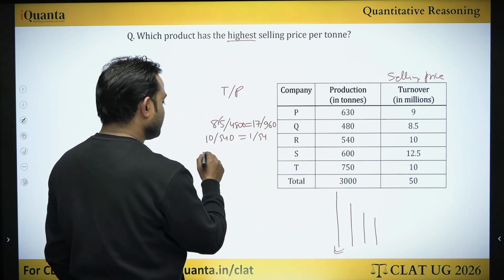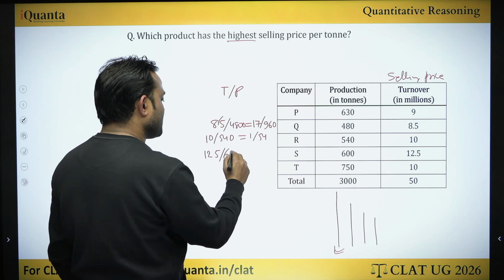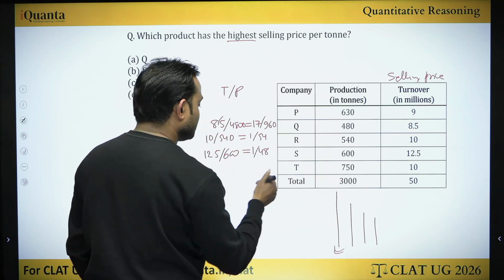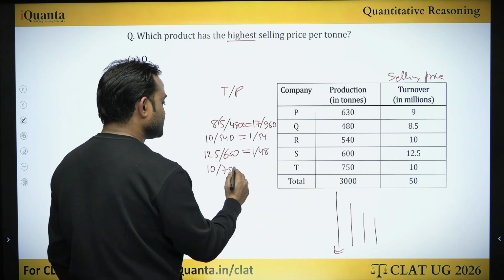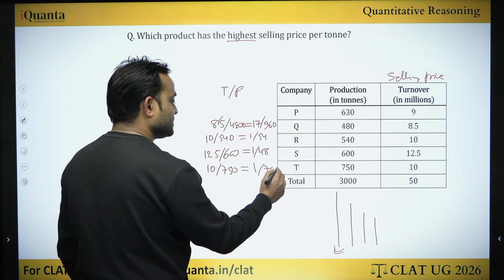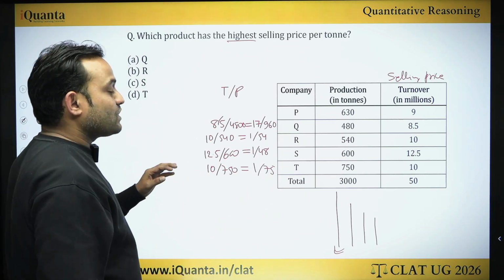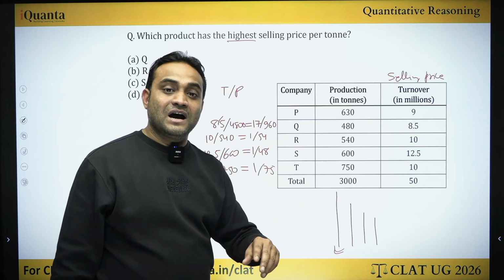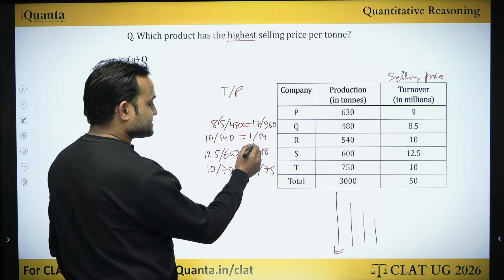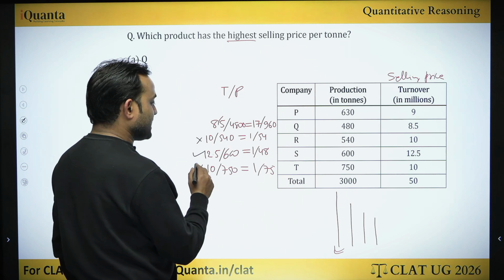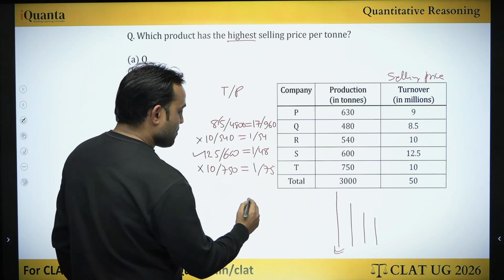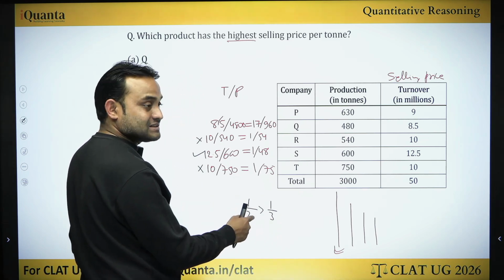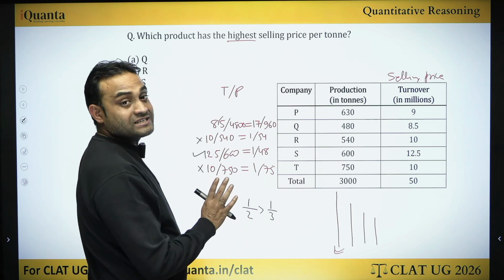In case of S, 12.5 upon 600. So this will be 1 by 48. This will be 10 upon 750, which is equal to 1 by 75. Now check which one is the highest. Whatever denominator is least, that will be the highest, right? Overall value. So in this case, this value is bigger than this one and this one because denominator is smaller, right? 1 by 2 is greater than 1 by 3. 1 by 3 is less than this. Why? Because denominator is smaller.